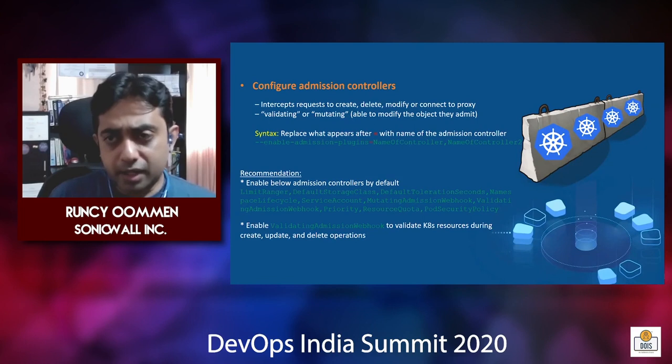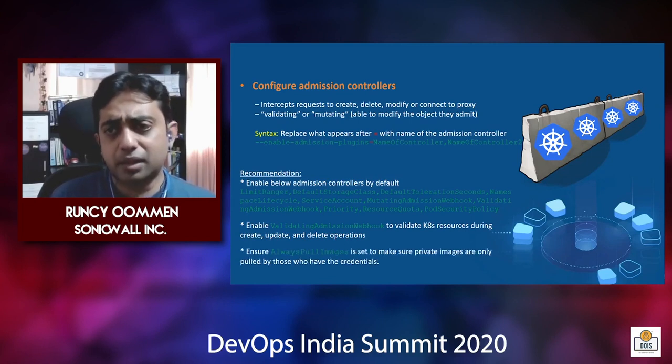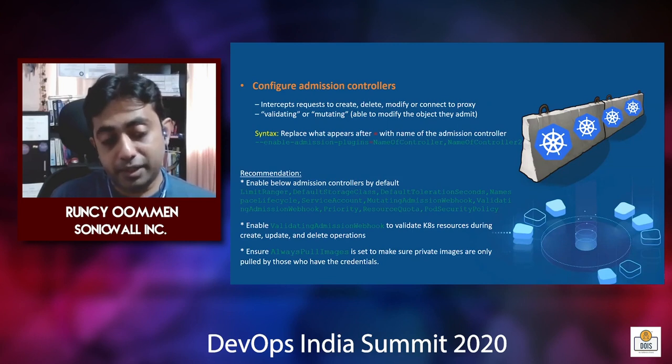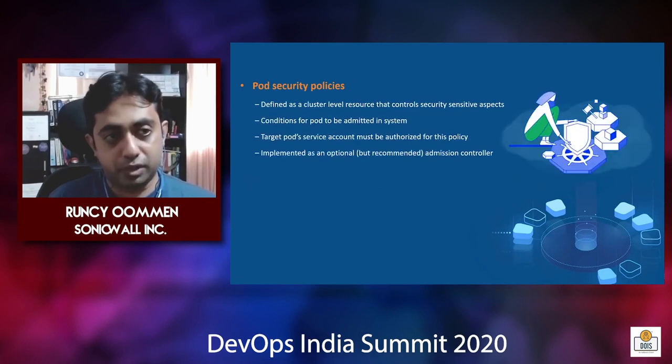Another one is the validating admission webhook. This validates the Kubernetes resources during the create, update, and delete process. And the other flag that I definitely recommend is AlwaysPullImages, because once this is set, it makes sure that the private images are only pulled by those who have the credentials. Otherwise, when there is an image update, if this is not set, the private images could be obtained by anybody. So these are some of the things that you should definitely check for in the admission controls.